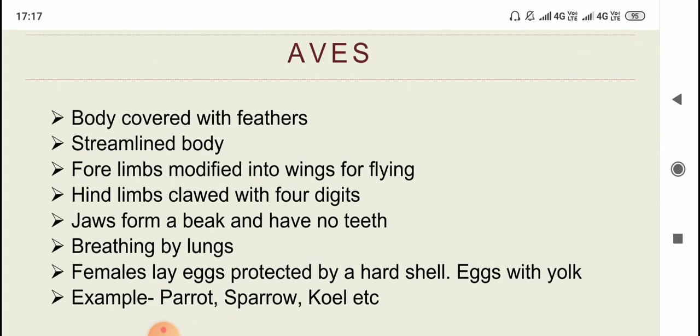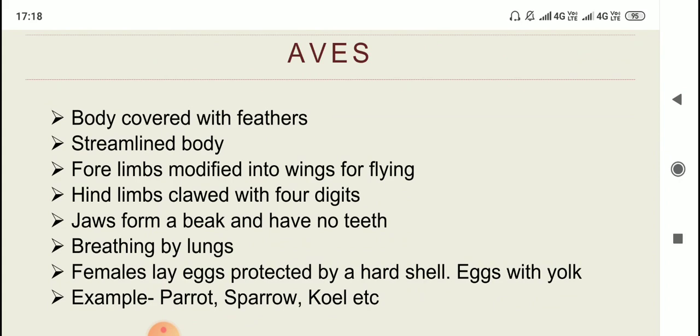So fishes have to cut the friction while moving in water. Similarly, birds fly, so they also have to reduce the friction caused by air. So in order to cut those air currents, they have streamlined bodies. Their forelimbs are modified into wings for flying.